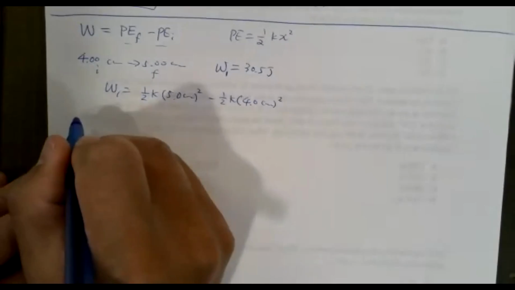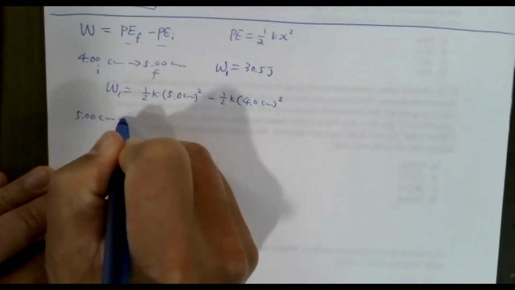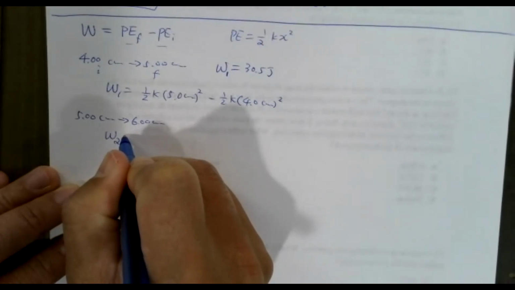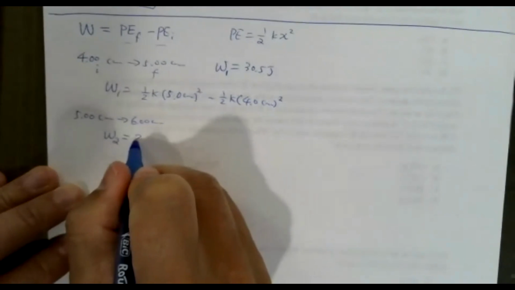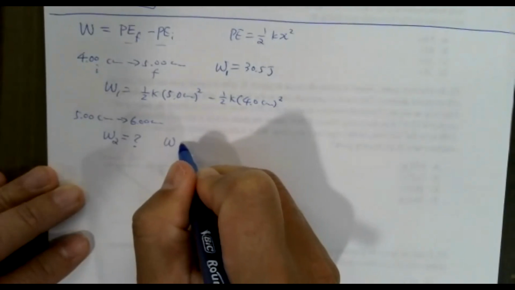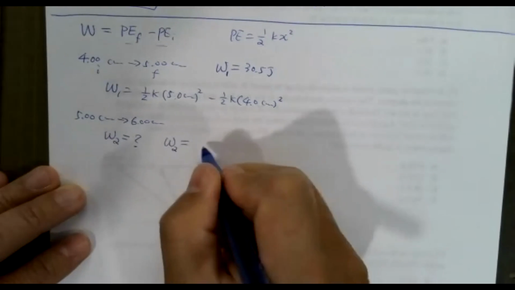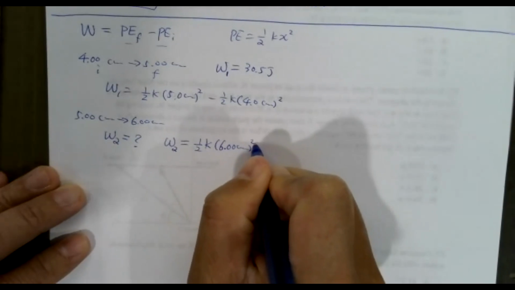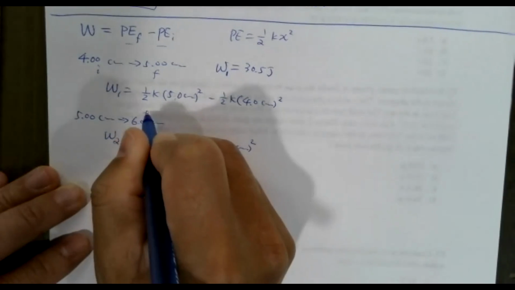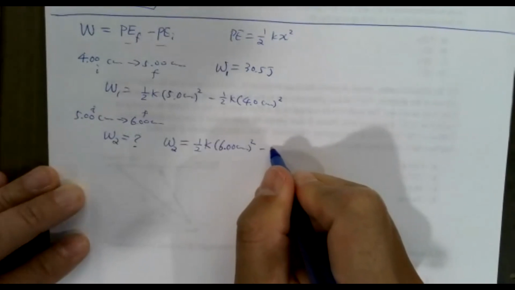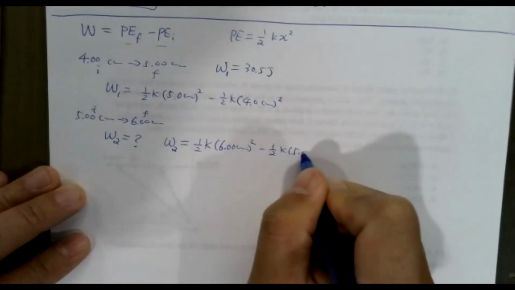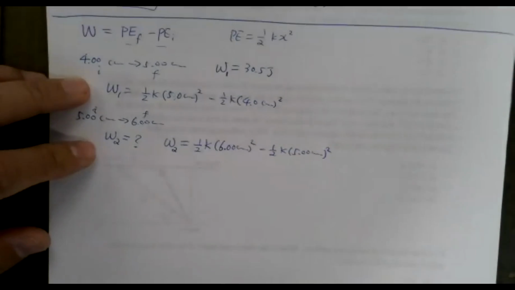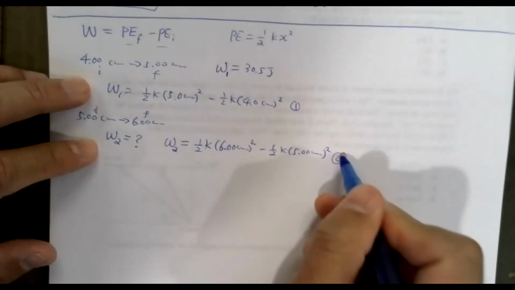It's asking you if you are now stretching it from 5 centimeter to 6 centimeter, what will be the work? Okay, so let's call this W2. All right. Now you probably can figure that work done should be equal to 1/2 again K. This time you are going from, this is the final, this is the initial this time, minus 1/2 K initial elongation. Okay. So you have basically two equations. You have this equation and you have this equation.